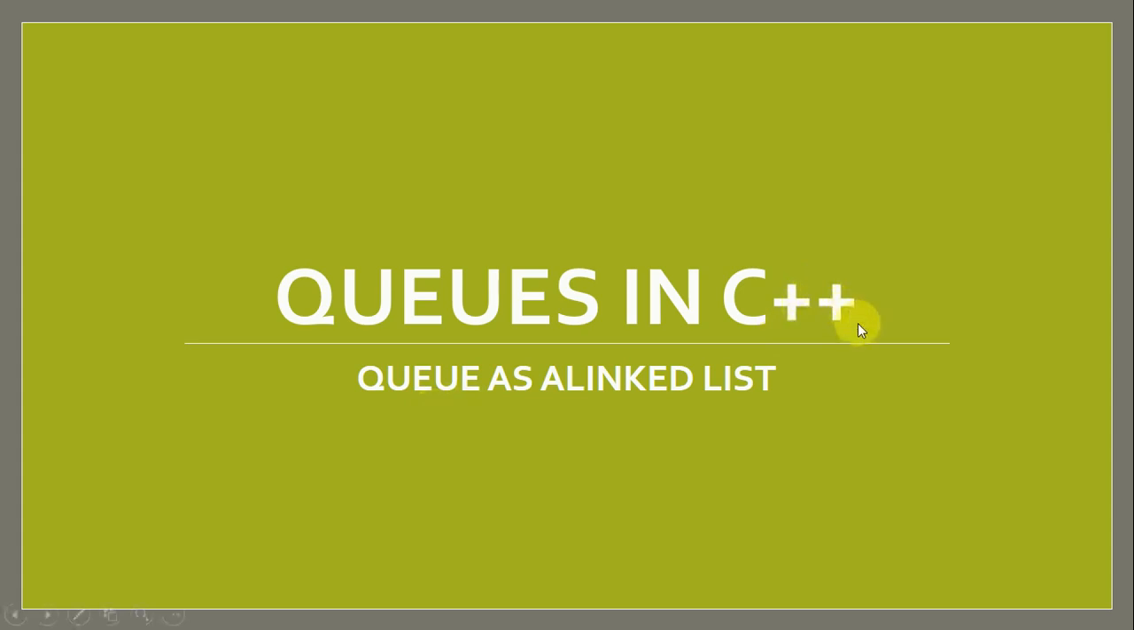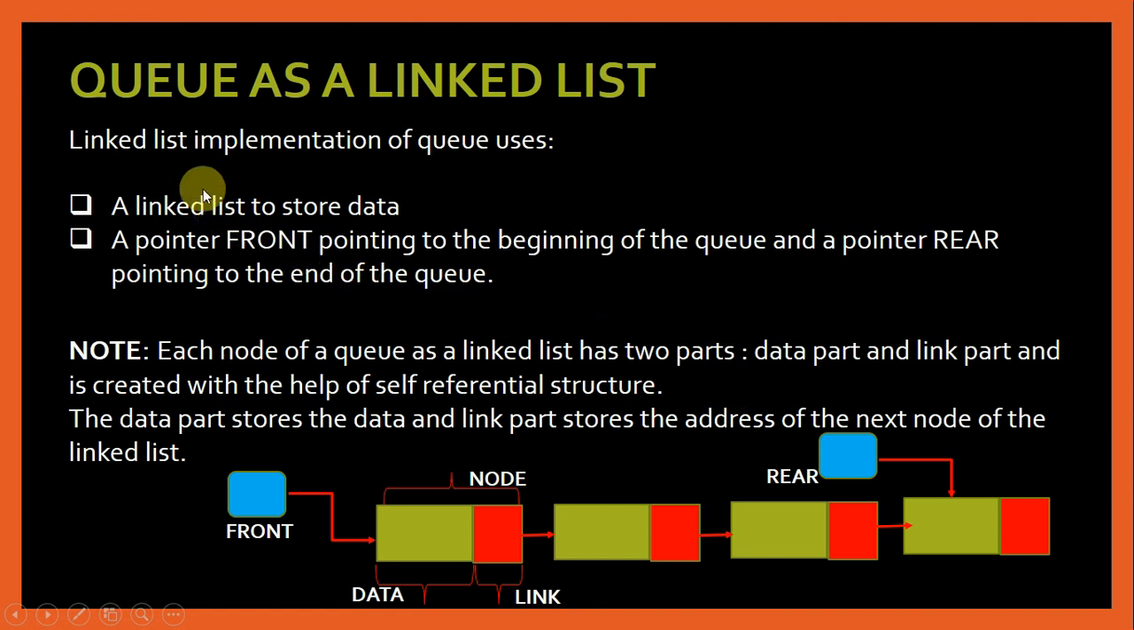In this video tutorial, we will talk about queues in C++ and especially queue as a linked list. Linked list implementation of queue uses a linked list to store data and a pointer front pointing to the beginning of the queue and a pointer rear pointing to the end of the queue.